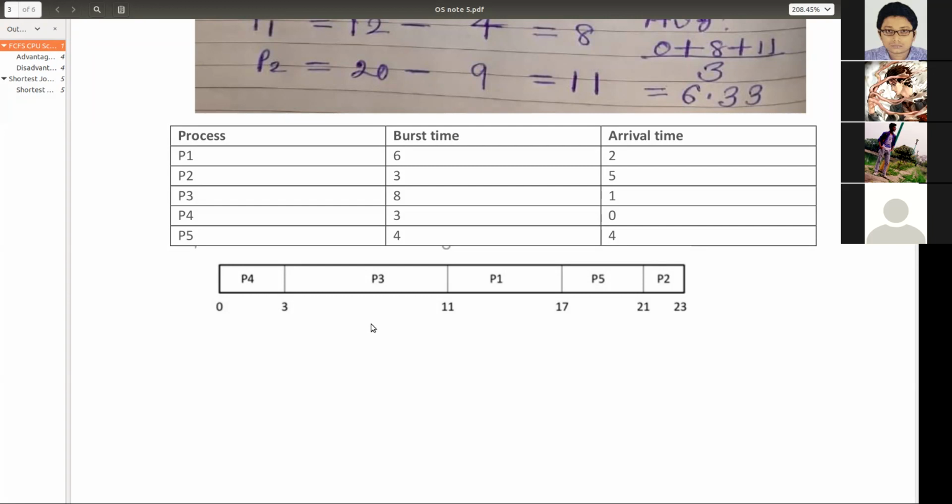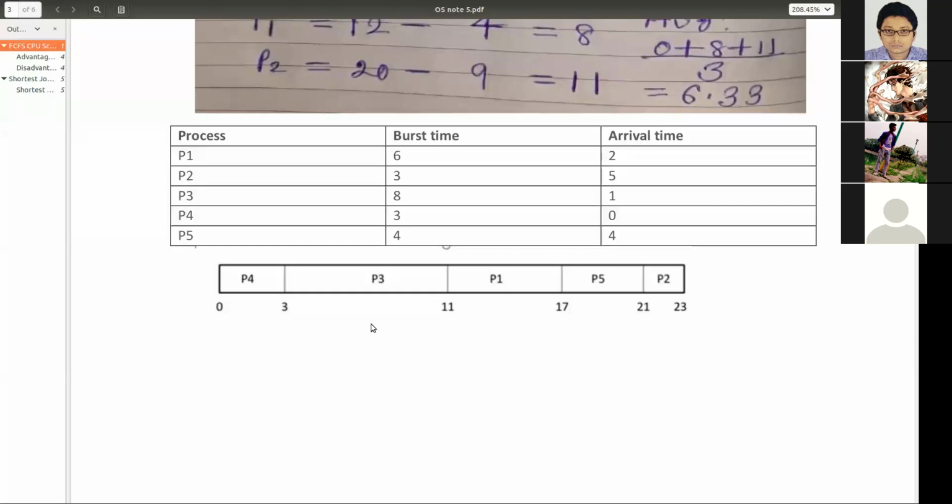So 21 plus 3 will be... there is a mistake here. If we add 3 to 21, it should be 24. It will not be 23, it will be 24. Okay, process P2, if its burst time is 3, then it will be 24.